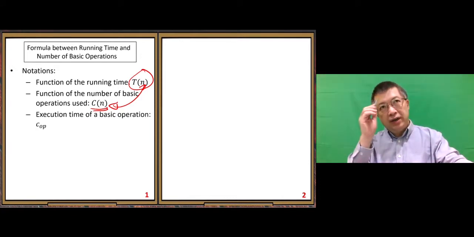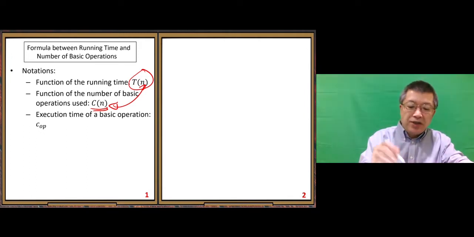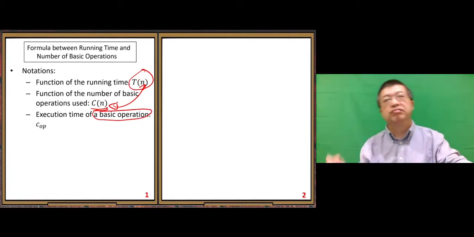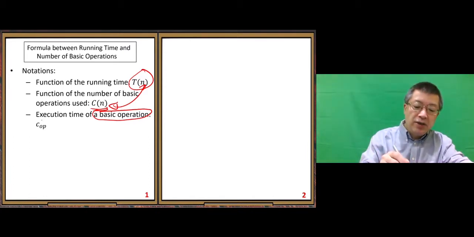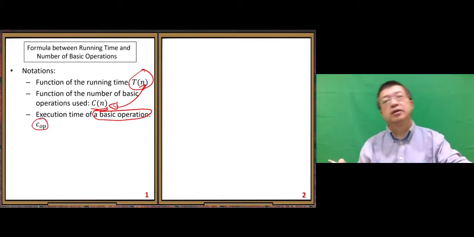Another notation we want to use: the execution time of one basic operation. What's that? There should be some number, right? Here we use C subscript op.